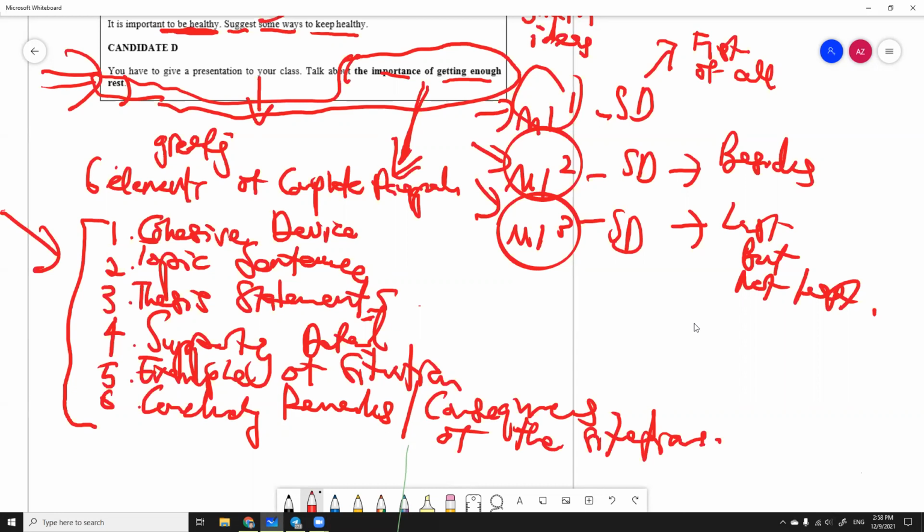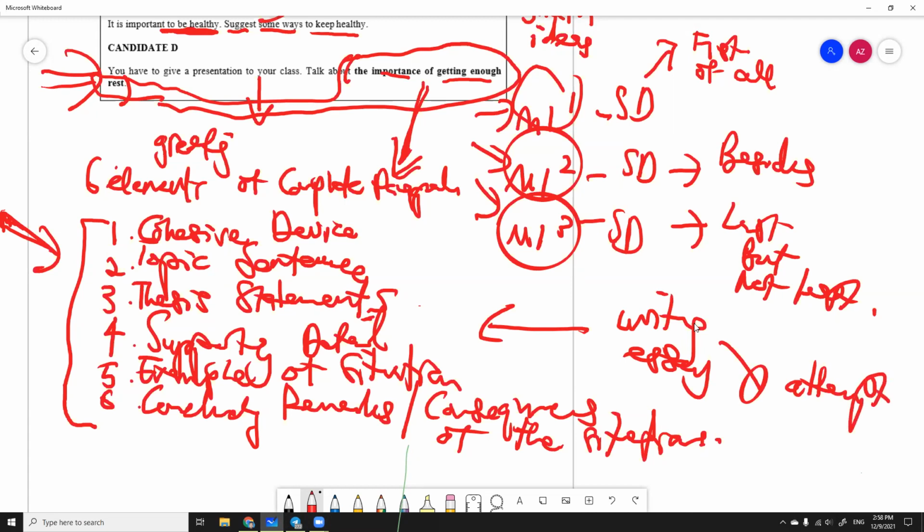When you want to construct your ideas, your sentences, your paragraphs, these are the elements that you need to bear in mind. So this is not just limited to your essay writing. You can actually use this when you want to attempt your speaking presentation as well. So that's how you are going to construct your ideas.